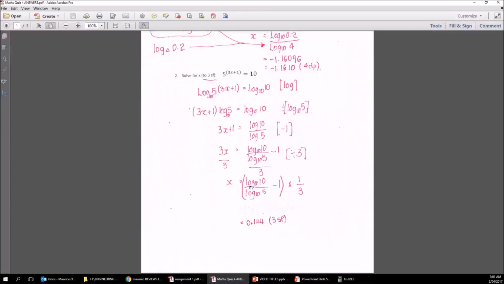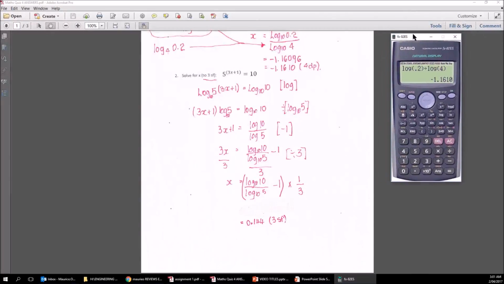And that gives me x equals log to the base 10 of 10 over log to the base 10 of 5, minus 1, times a third, or divided by 3, I've got it there. I can change that to times a third. So now we're going to get our little calculator up and have a look at that one. So divided by 3 is the same as multiplying the top by a third. Okay, all right, so let's get our calculator out.